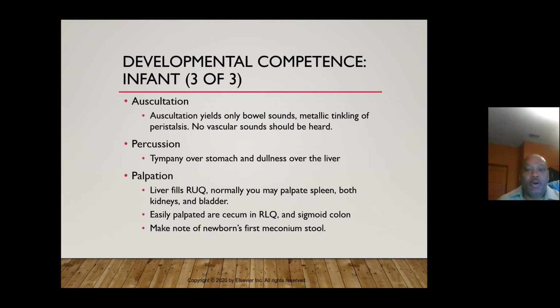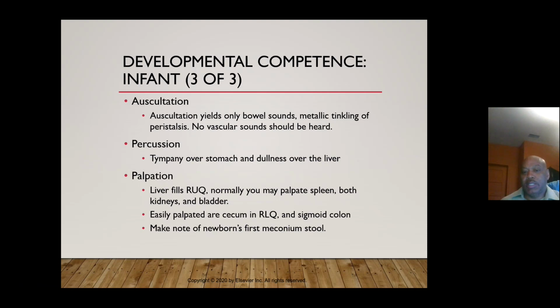Now, as far as auscultation, auscultation yields only bowel sounds. You may hear this metallic tinkling, peristalsis in the infant, but no vascular sounds should be heard. As far as percussion, tympany over the stomach, of course, because it's a hollow organ, and dullness should be heard over the liver.